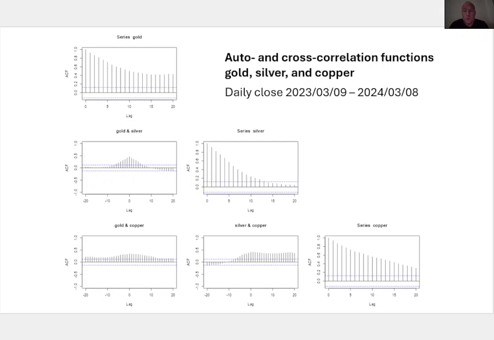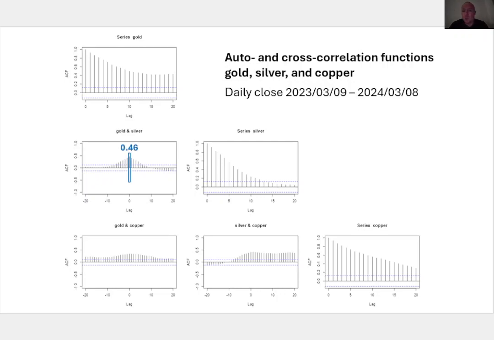Without going into too much mathematical detail, what do we see? Well, first of all, the three charts on the diagonal are the autocorrelation functions of the three metals, which indicate that the autocorrelation is strongest in gold and weakest in silver, which is in line with historical tendencies because of the three metals here, the silver price tends to be more volatile.